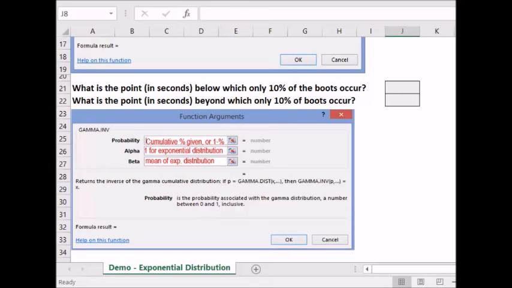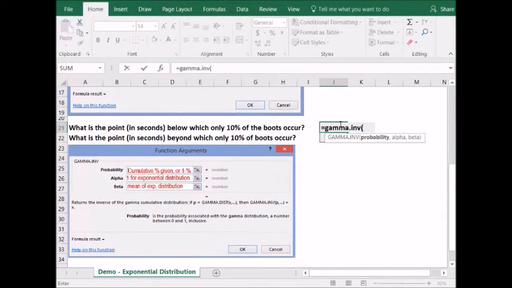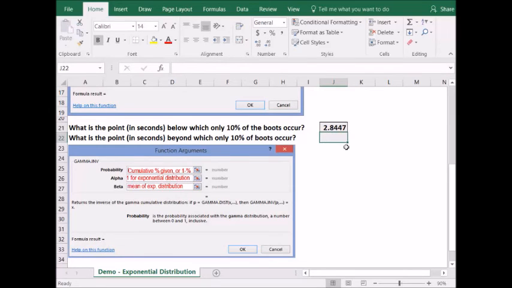Here we're asked for the time below which 10% of boots will occur. Equals gamma.inv, open parenthesis, and the probability that we're asked for is the probability in seconds below which only 10% of the boots occur. So we are looking for a probability of less than or equal to 10%. Alpha is always 1 when we're using the exponential distribution, and the beta is the mean. 10% of boots will take 2.8 seconds or less.